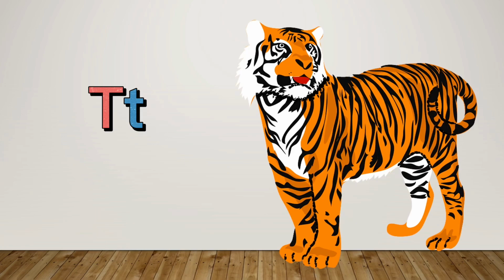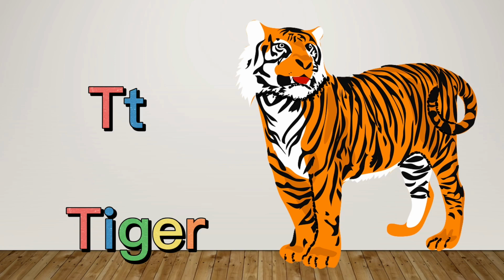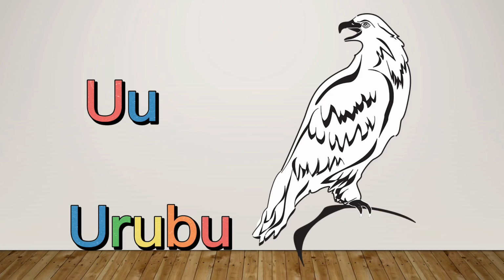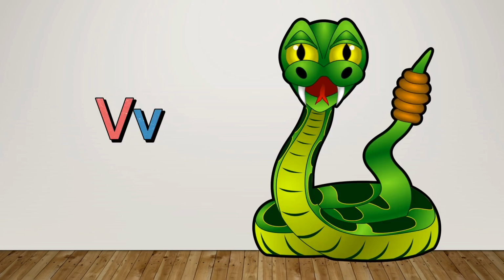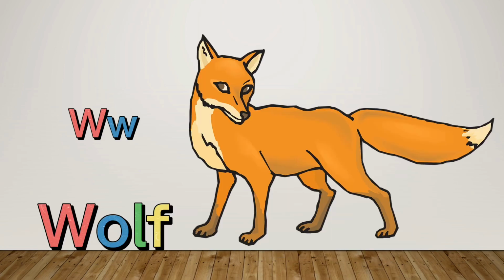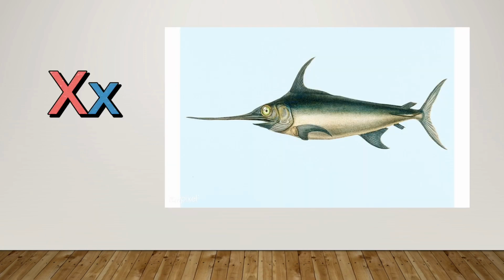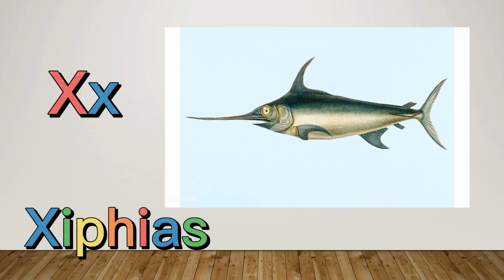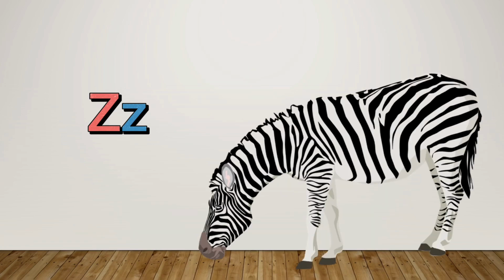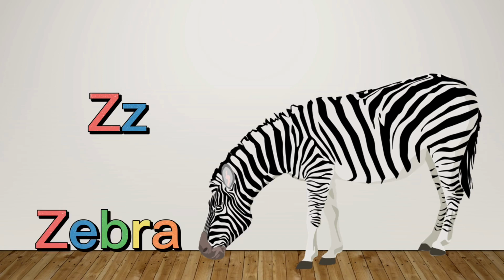T. T is for tiger. U. U is for caribou. V. V is for viper snake. W. W is for wolf. X. X is for Xerus. Y. Y is for yak. Z. Z is for zebra.